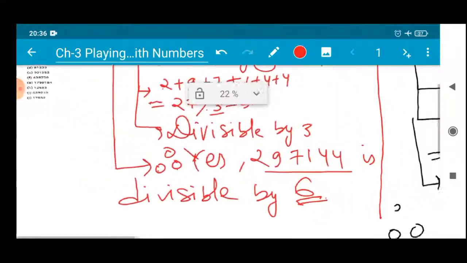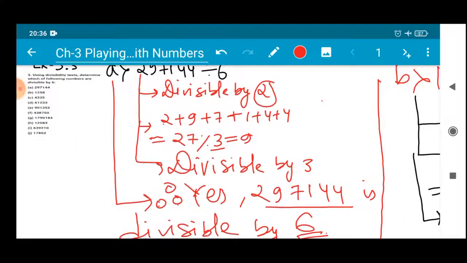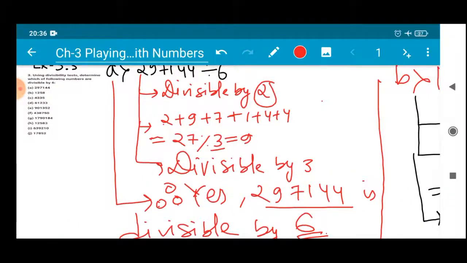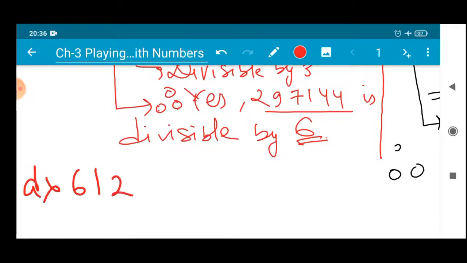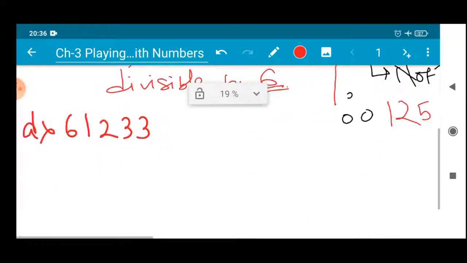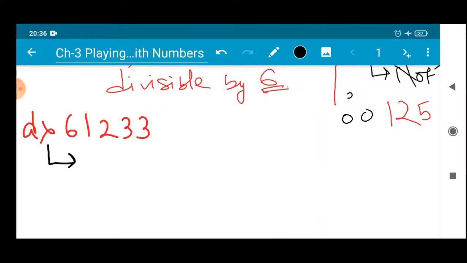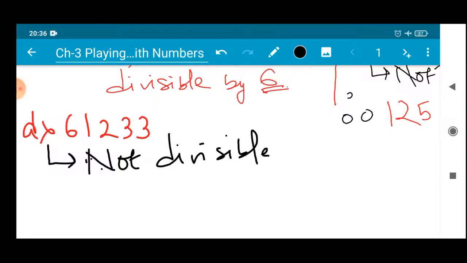The next number which we have is number D. It is 61233. Number D, 61233. So you know the condition, right? It is not divisible by 2. Why? Because here in the unit position it is carrying an odd number, so not divisible by 2, right?